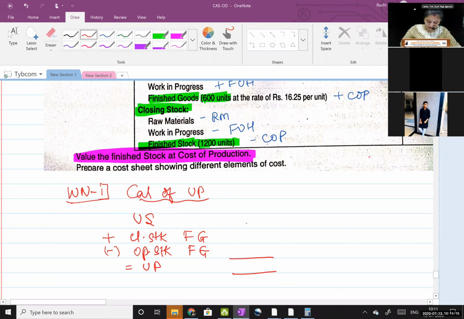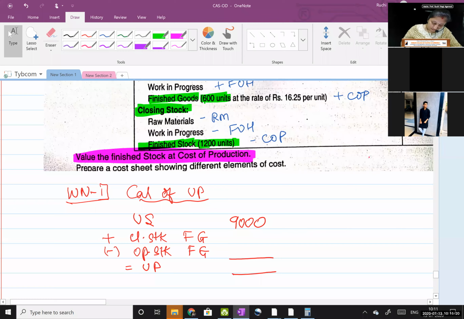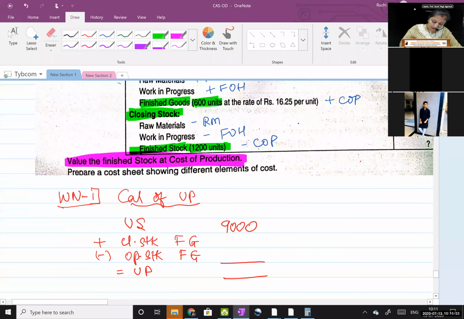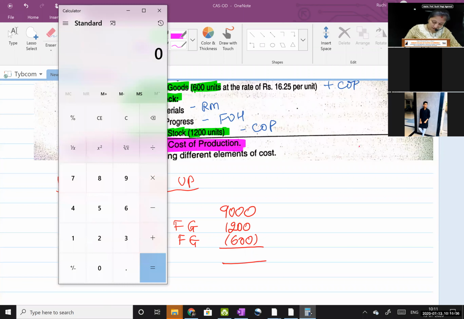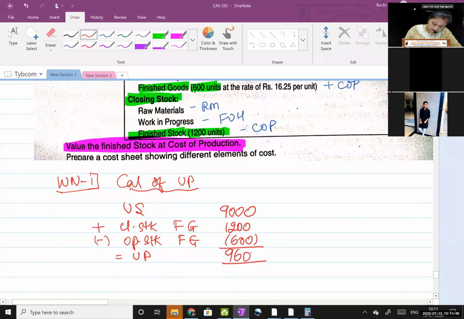Units sold is how much? 9,000. Opening stock of finished goods 600 and closing stock of finished goods 1200. Closing stock is 1200 and opening stock is 600. Okay? So 9,000 plus 1200 minus 600. So 9,600. So write it here. 9,600. Is it clear? Acknowledge it in the chat box. Is this part clear?